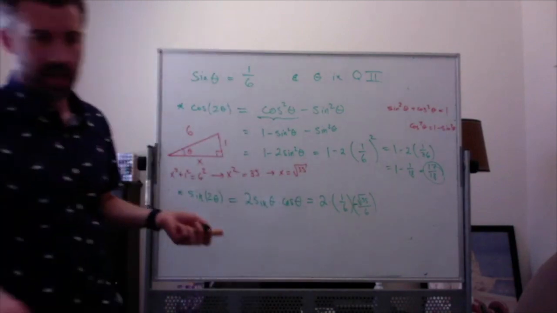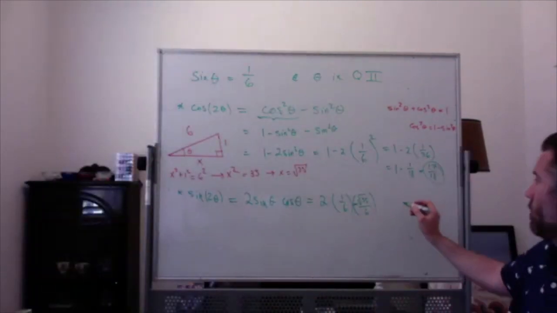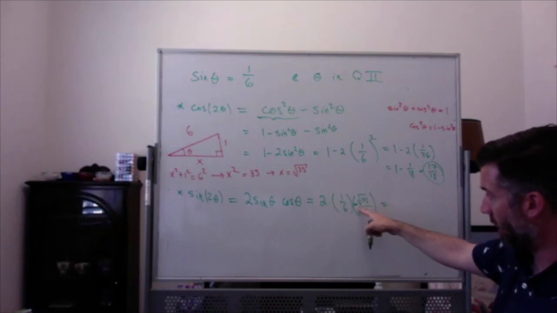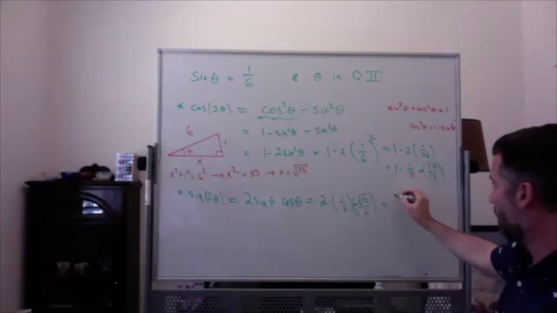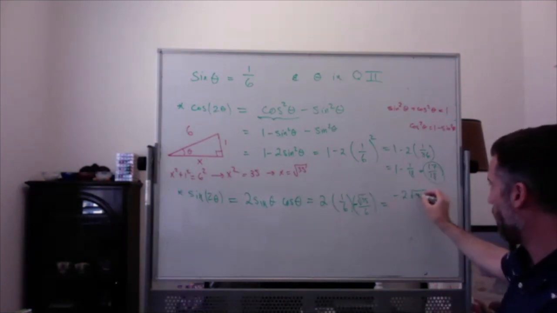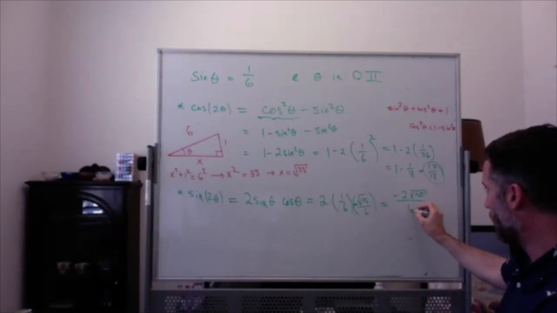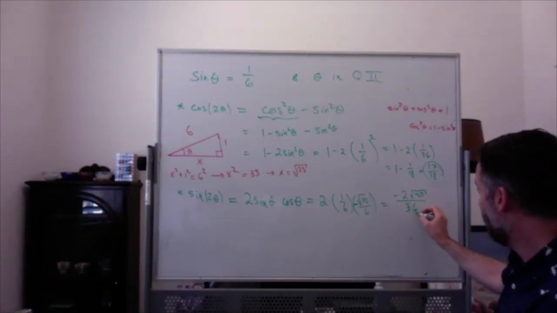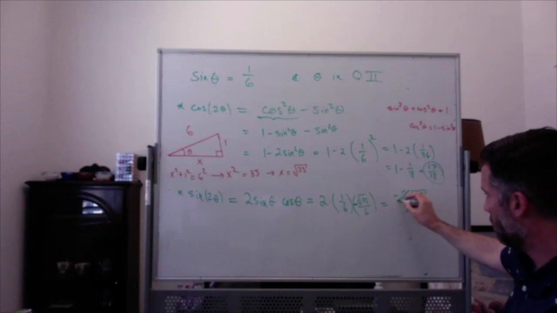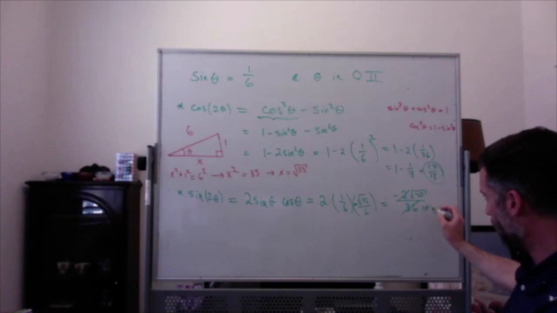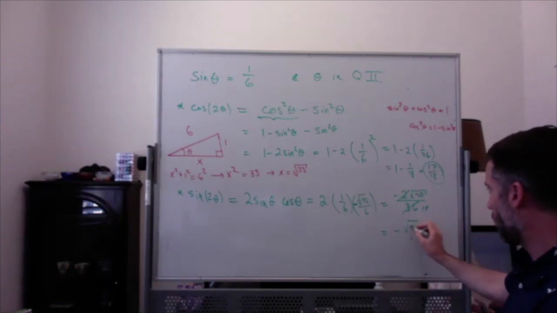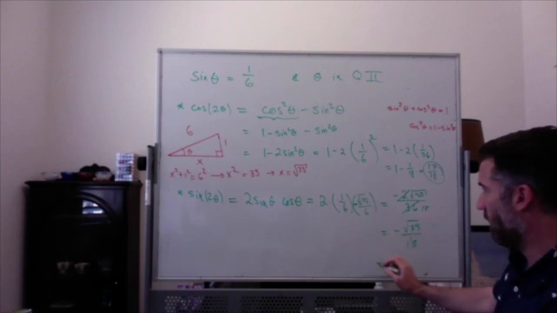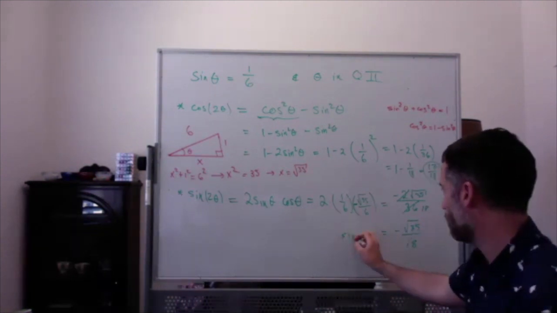And then we multiply it out. So I get negative overall, right? So negative times a positive times a positive. I get negative 2 root 35 all over 36. That's what 6 times 6 is, 36. And then you can cancel a factor of 2. So that's an 18 on the bottom. So you get negative root 35 all over 18. And that's what sine of 2 theta is equal to.